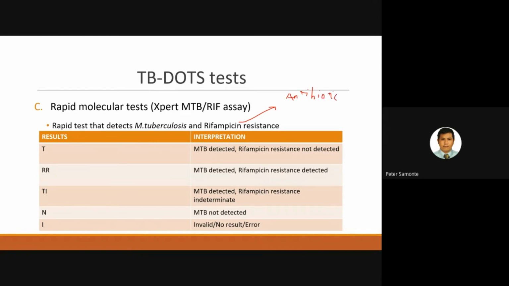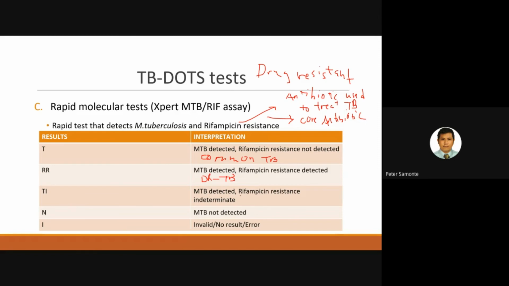This is a type of antibiotic used to treat TB. And this is considered a core antibiotic. So when you say core antibiotic, if you become resistant to rifampicin, your TB now would become drug resistant. So T would refer to MTB detected, rifampicin resistance not detected. So in this case, you have common TB infection. But if you have RR result, MTB detected, rifampicin resistance detected, you would have a case of drug resistant TB.